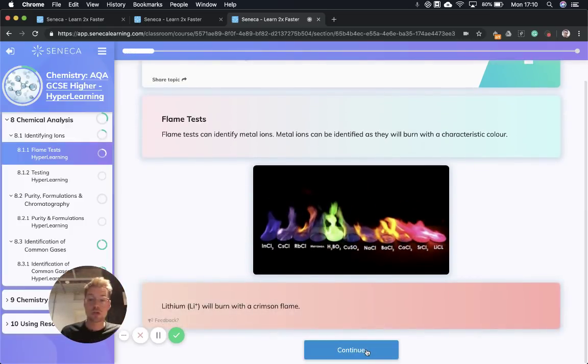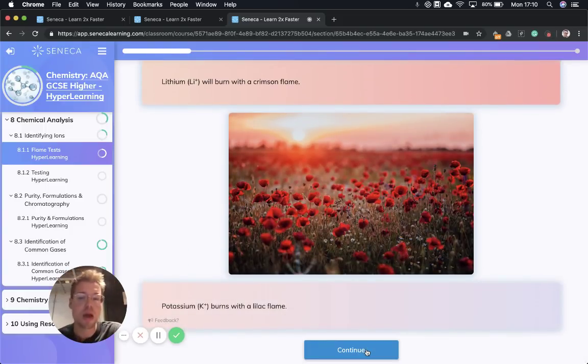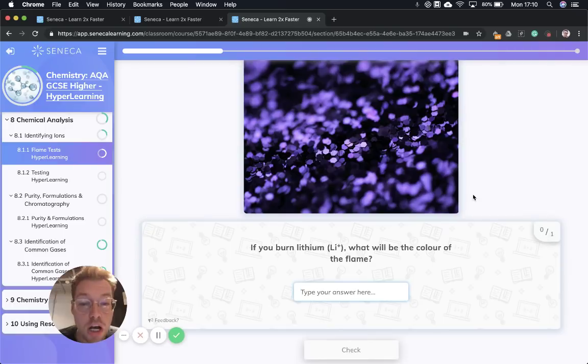Let's go. Lithium will burn with a crimson flame. Crimson, it's like a deep, beautiful pink. It's stunning. Potassium, K+, burns with a lilac flame. It's my mom's favorite color. We love a bit of lilac. So what color was lithium again? Do you remember? It is crimson.